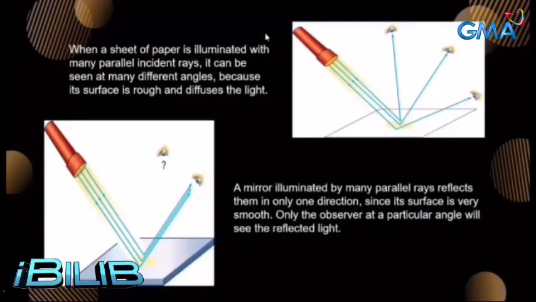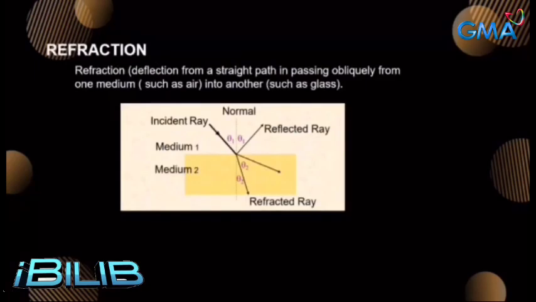So another example is when a sheet of paper is illuminated with many parallel incident rays. It can be seen at many different angles because its surface is rough and diffuses the light. Refraction: deflection from a straight path in passing obliquely from one medium such as air into another such as glass.